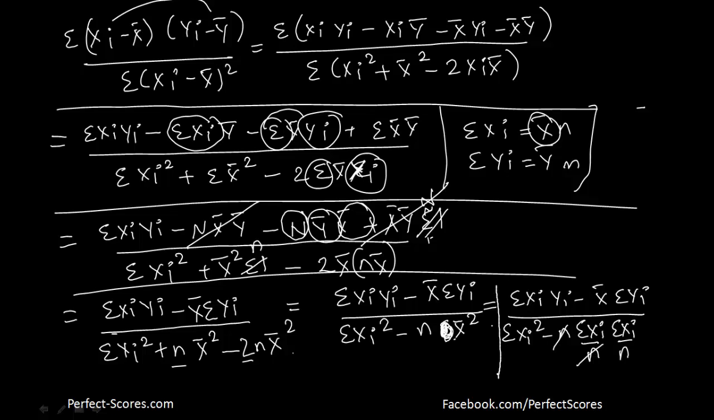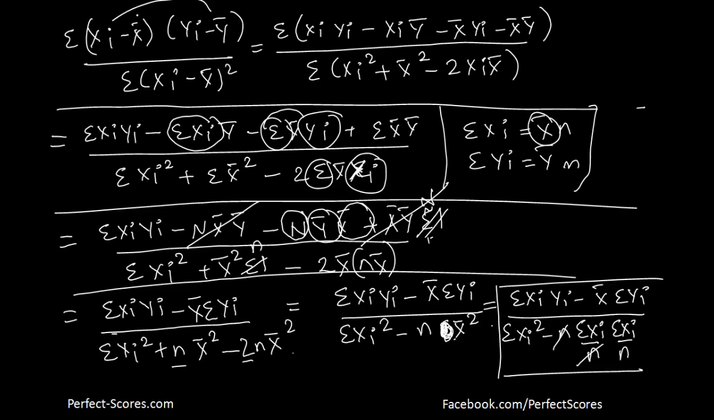So if I reproduce this equation in the next slide, I have summation of xi yi minus x bar into summation of yi, divided by summation of xi square minus n into summation of xi by n into summation of xi by n. This n and this n are going to cancel out each other. So now over here I have this.